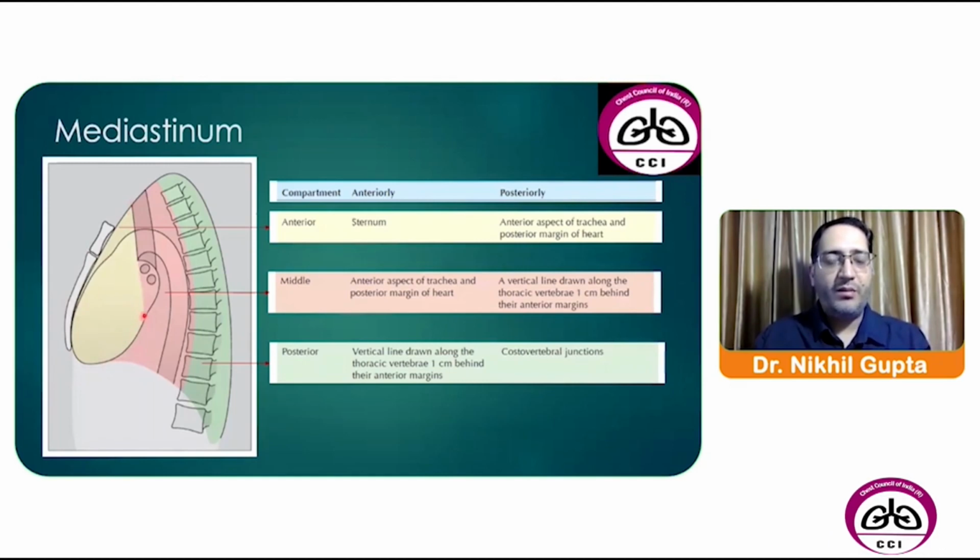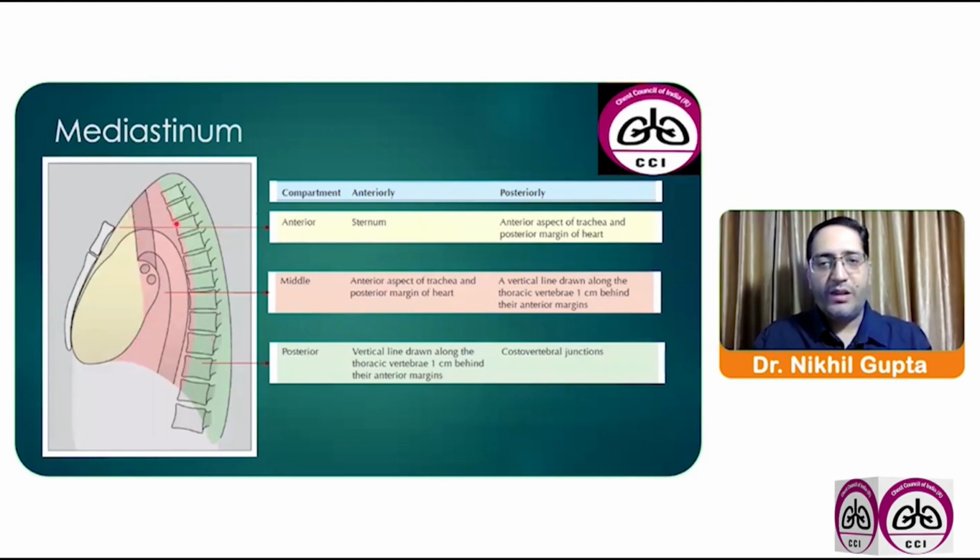The middle mediastinum: anteriorly, this is the posterior margin of the anterior mediastinum, and posteriorly it is a vertical line drawn along the thoracic vertebrae 1 centimeter behind the anterior margins. And this line marks the anterior boundary of the posterior mediastinum, which goes posteriorly up to the costovertebral junctions.